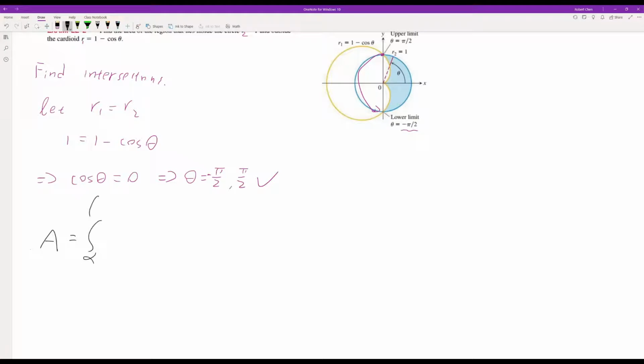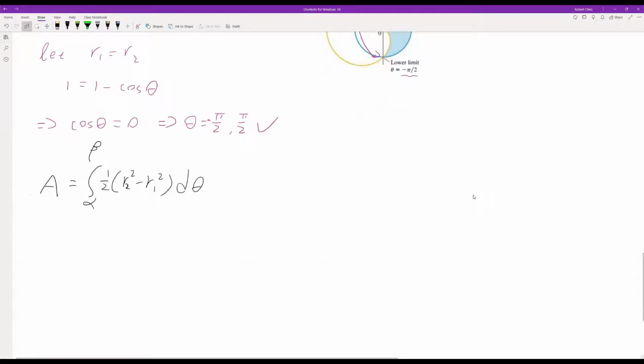Integral from alpha to beta, 1/2 R2 square minus R1 square d theta, right? The one on the outside, the unit circle, subtracting the one on the inside, which is the cardioid R1. All right, and the bounds are from negative pi over 2 to pi over 2.